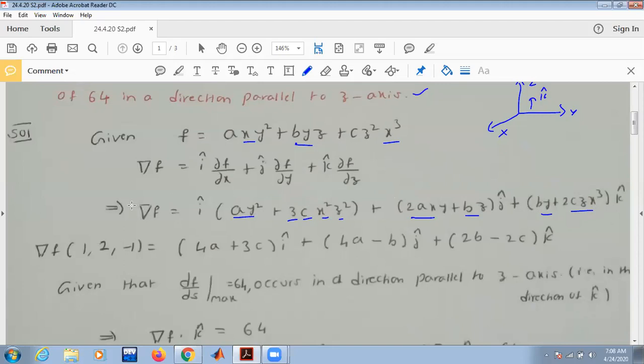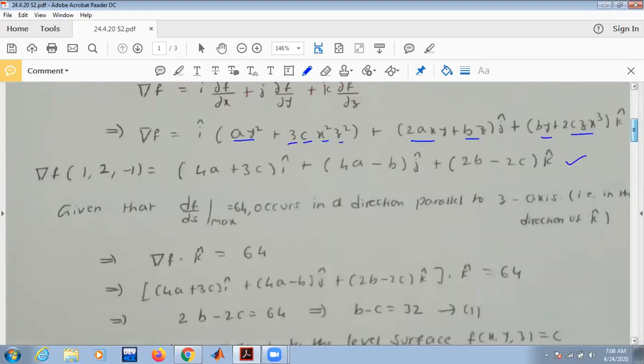Okay, so this is the gradient of the function at any point x, y, z, but we want the gradient at the point (1, 2, -1). So when you substitute x equal to 1, y equal to 2 and z equal to -1, you will get an expression like this: (4a + 3c) i bar plus (4a - b) j bar plus (2b - 2c) k bar.